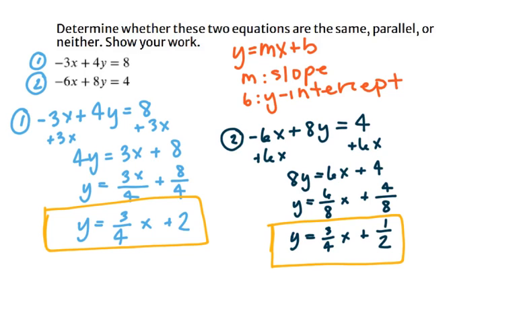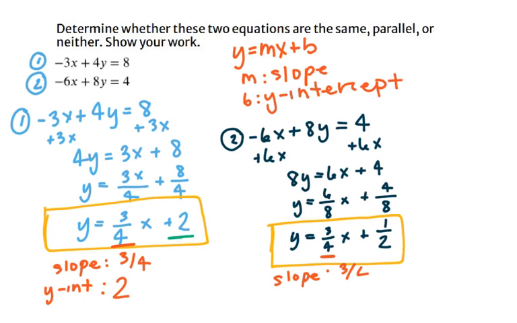Now that we've written these equations in slope-intercept form, we can determine the slope and the y-intercept of both equations. Looking at equation 1, we see that our m value is 3/4, so our slope is 3/4, and our b value is 2, meaning our y-intercept is 2. Now looking at the second equation, our m value is also 3/4, and our y-intercept, our b value, is 1/2.